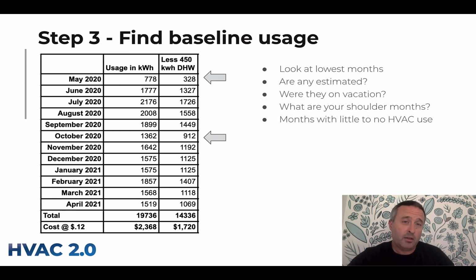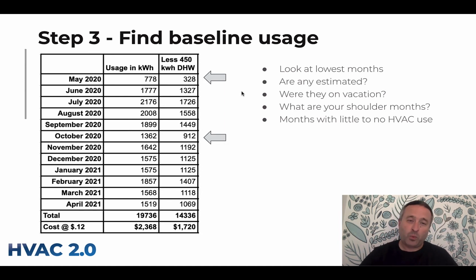Step 3 is to figure out what your baseline usage is. So after subtracting the water heater, you see we're at about 330 kilowatt hours here, that's pretty low, lower than I would expect most households to be. And then October is about 900 kilowatt hours when you take out the water heater.